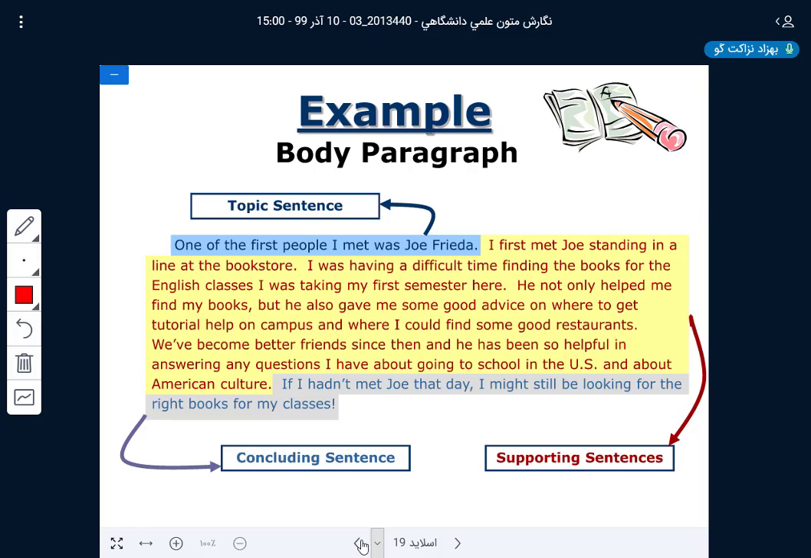This is the topic sentence because there were three people and all of them had direct and positive impact on the life of this person. So fortunately, these people were good examples. So, one of the first people I met was Joe Frieda. This is the topic sentence. It shows your stance about this person, the first person. It shows how this person has been effective.